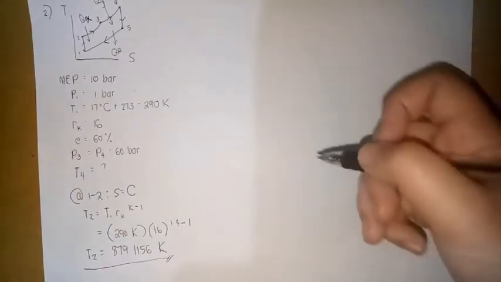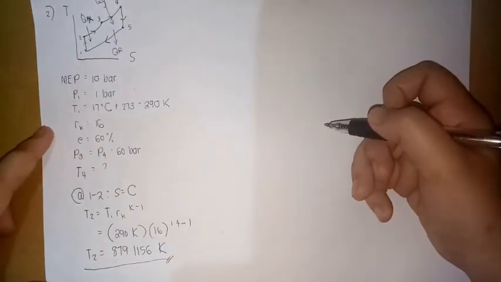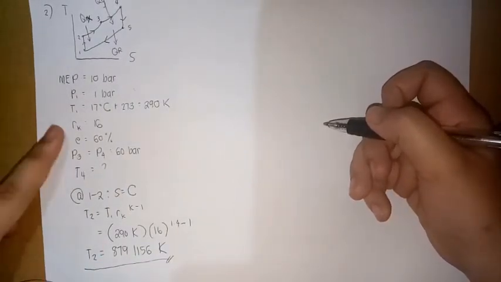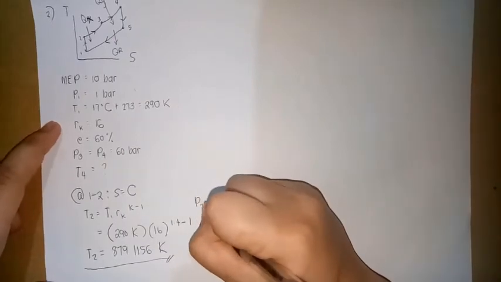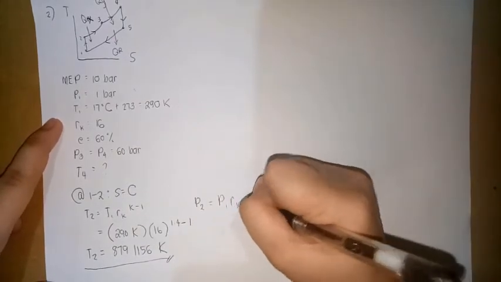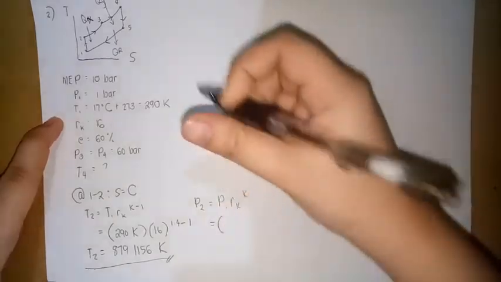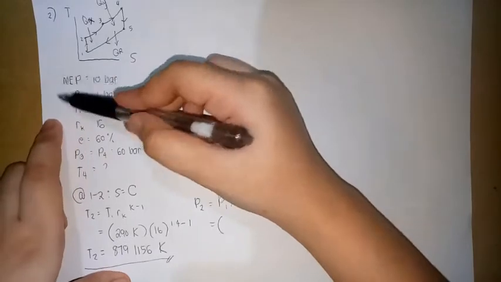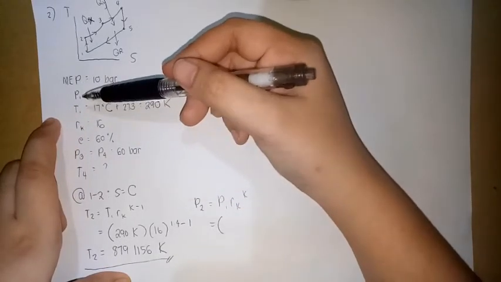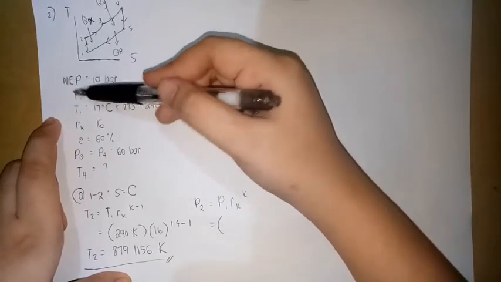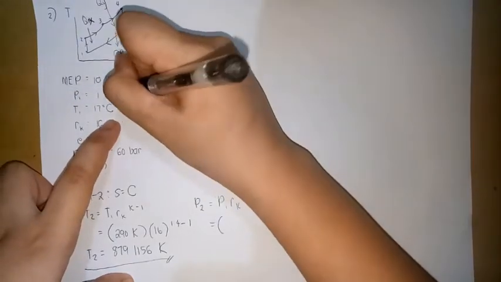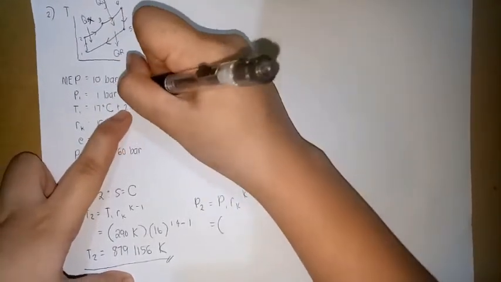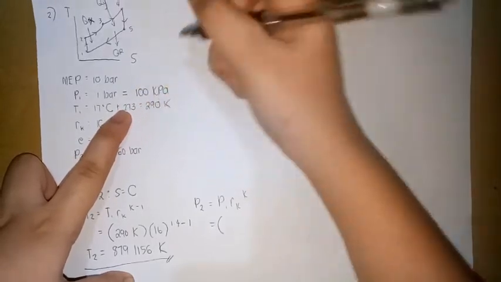Solving for T2, the value of T2 is 879.1156 Kelvin. Now, what else do we need to solve here? P2. We need P2 so that we can solve for T3. So, P2 is P1 RK raised to K. Substitute the value, this is 1 bar. Later, we will use P1 in getting the specific volume 1. So, we will convert bar to kilopascal, and 1 bar is equivalent to 100 kilopascal.